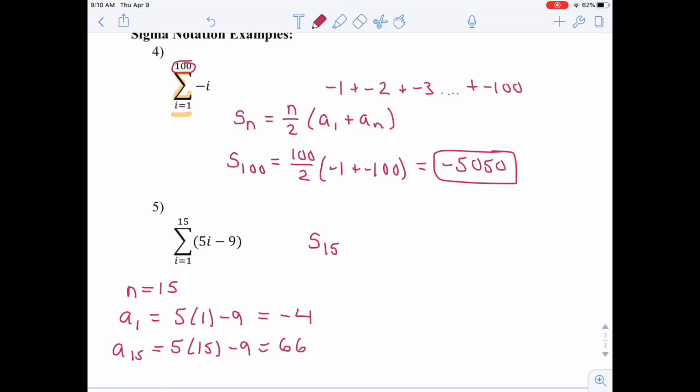And now we can just use our regular formula there. So the sum of the first 15 terms is 15 over 2 times the first and last term added together. So the first and last term added together is 62 for us, times 15 over 2. And that gives us 465.